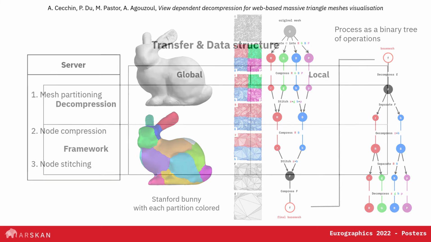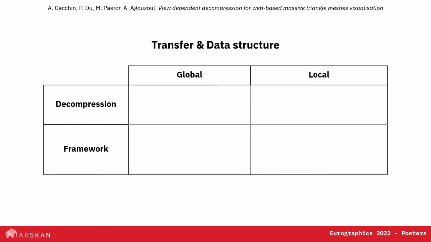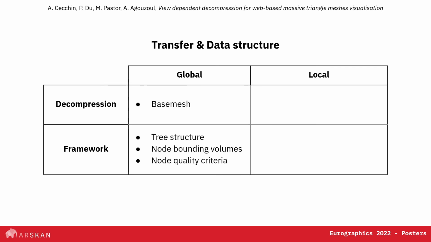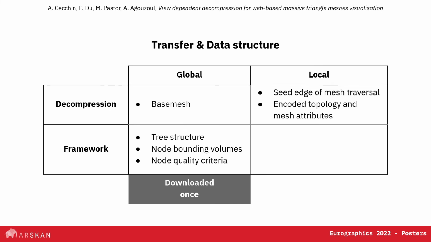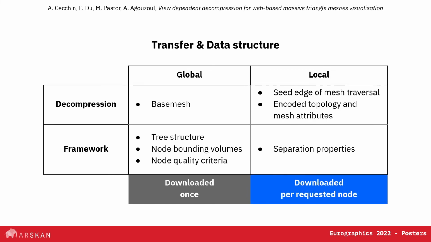At the end of the preprocessing step, we obtain global and local information. The global information includes the base mesh and the tree structure, with a bounding volume and quality criterion per node. This is downloaded only once when we start the runtime process. The local information contains the decompression and separation properties, linked to each node of the graph. This will be downloaded based on the selection at runtime, and only once per node.